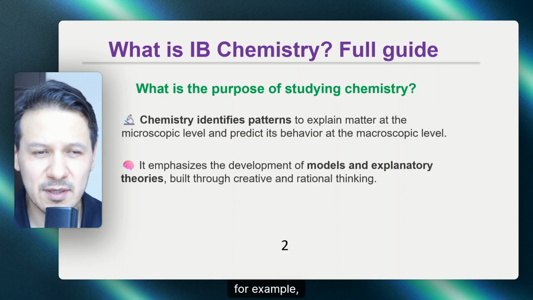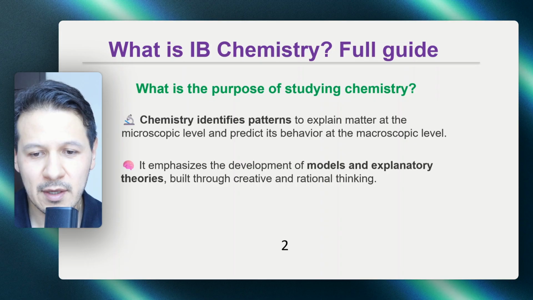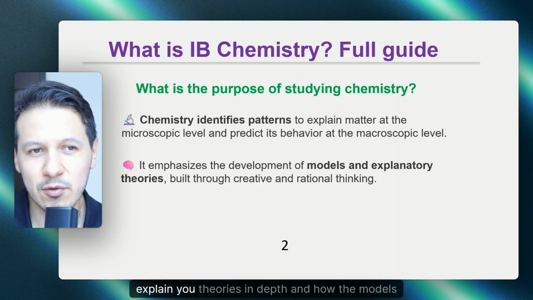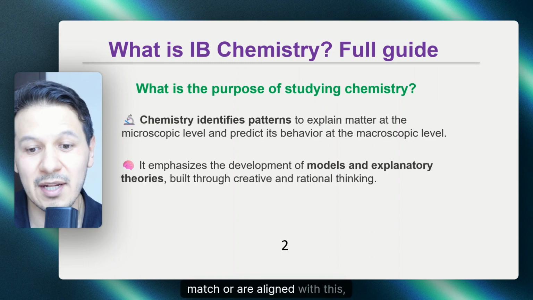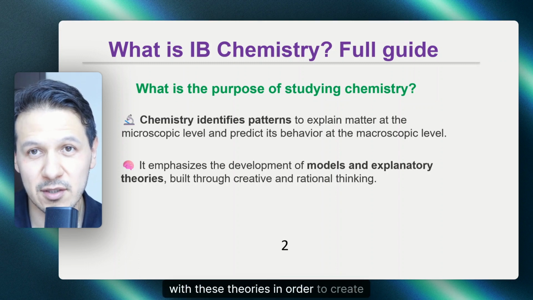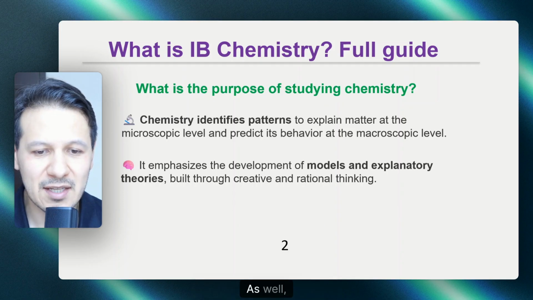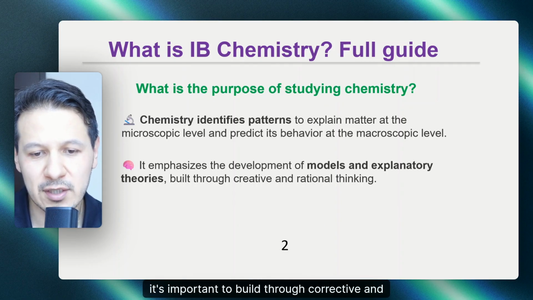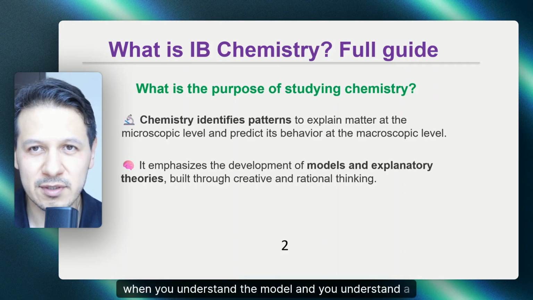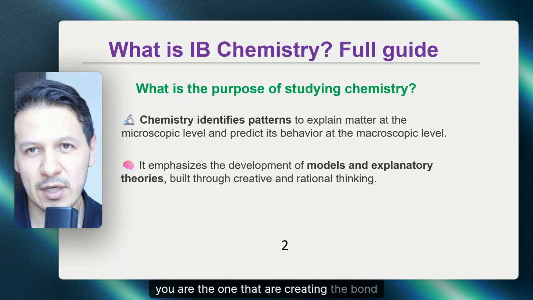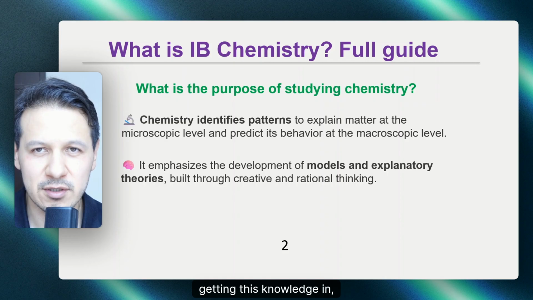These models, for example, the model of the atom. And what is the current model of the atom? For you to explain theories in depth and how the models match or are aligned with these theories in order to create knowledge in chemistry. Okay, as well, it's important to build through creative and rational thinking, because when you understand the model and you understand a theory, you are the one creating the bond and you are getting this knowledge in the best way.